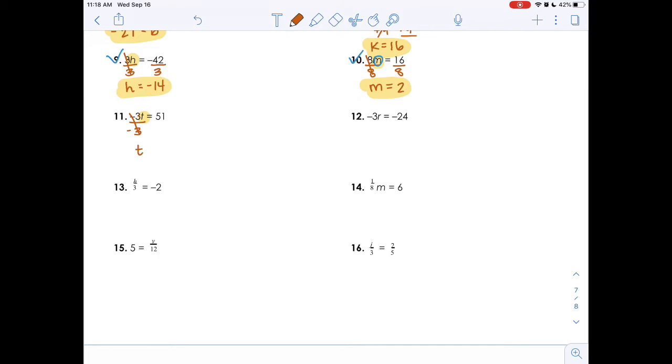If I divide by negative 3 on the left, I must also divide by a negative 3 on the right. 51 divided by negative 3 gives me a negative 17.